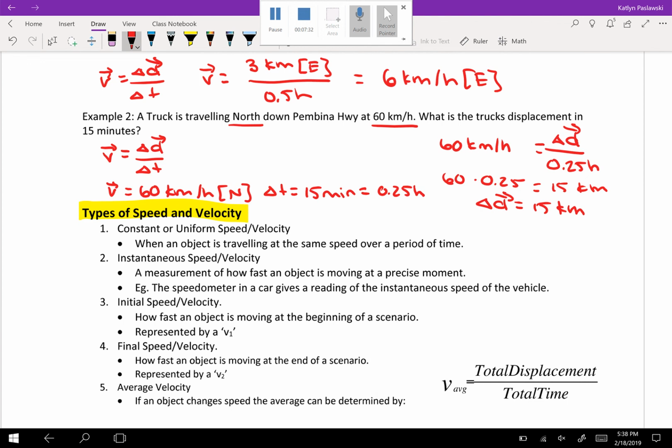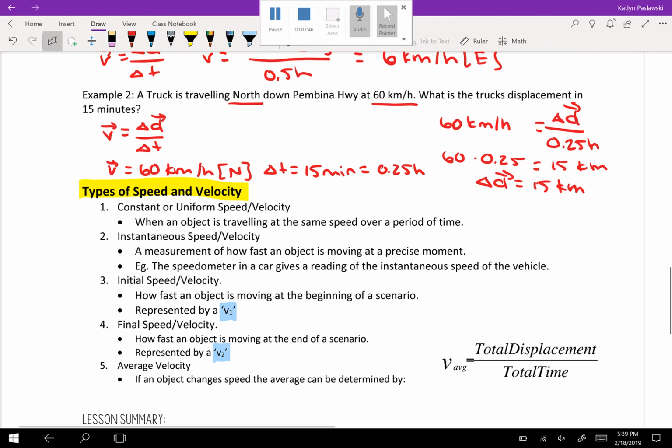The initial speed or velocity is how fast an object is moving at the beginning of a scenario, and that's often represented by V1. And the final speed is at the end of a scenario, which is represented by V2. If an object changes speed, the average can be determined by this formula here. You will notice that it is the same, except it's represented by AVG. So we have average velocity.